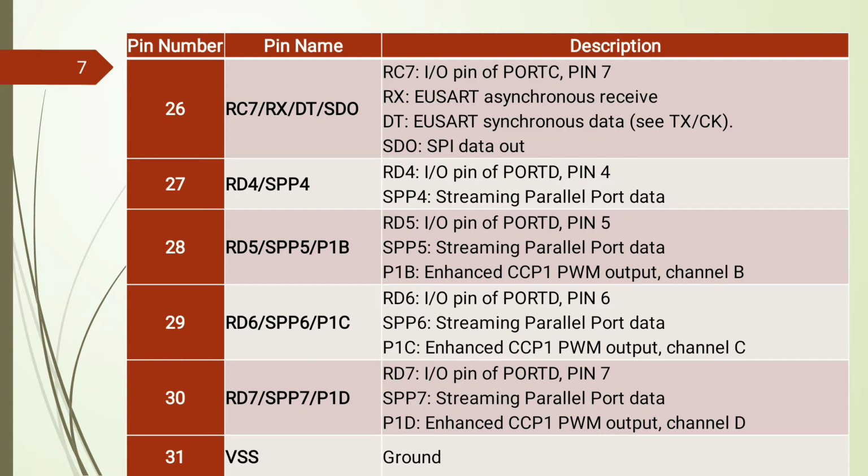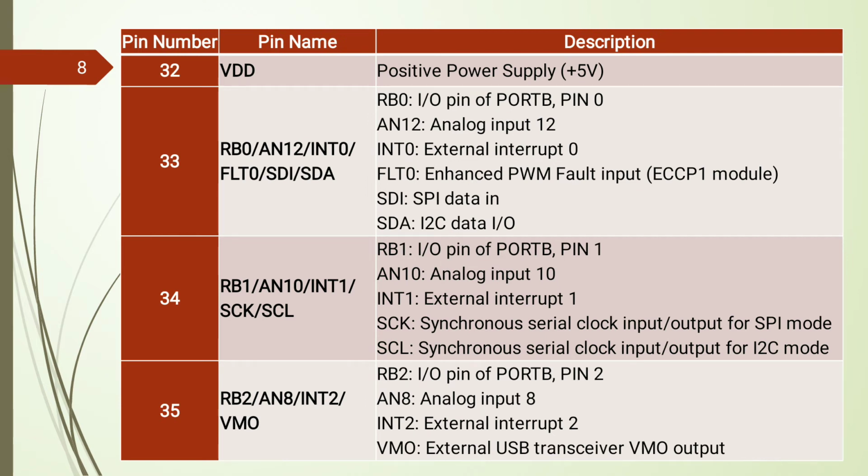So these are the pins which are associated with the port D and port C. After that we go for the port B. Here in case of port B, we start from the RB0 itself.